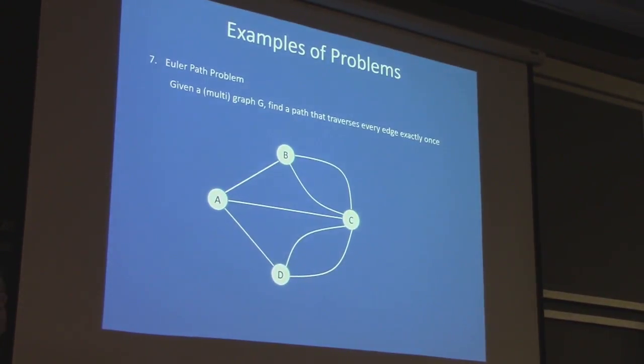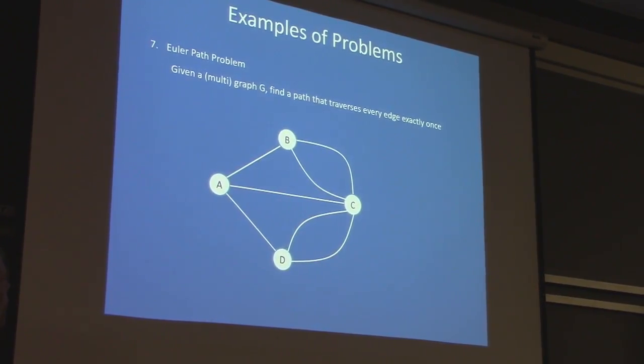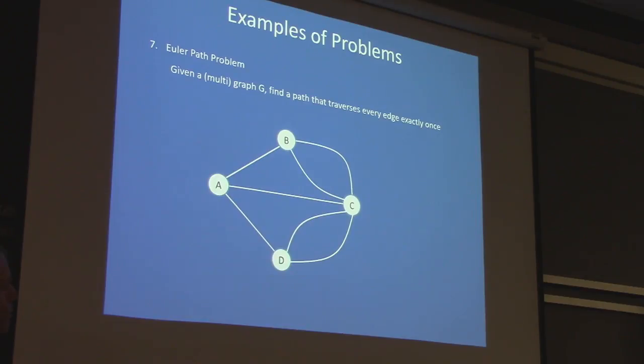Euler path problem. For this one, we want to find a path that traverses every edge exactly once. So it's sort of like a dual to the Hamiltonian path problem. There we want to visit every vertex once. Here we want to visit every edge once.